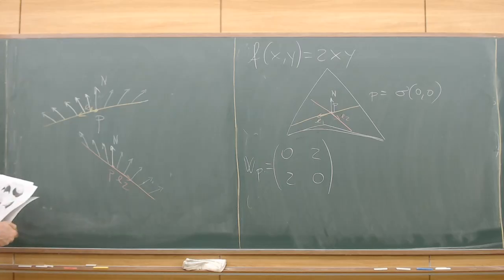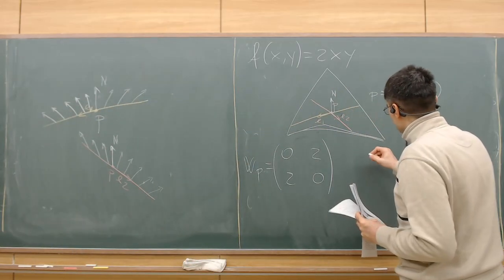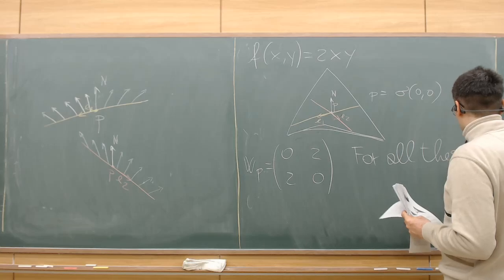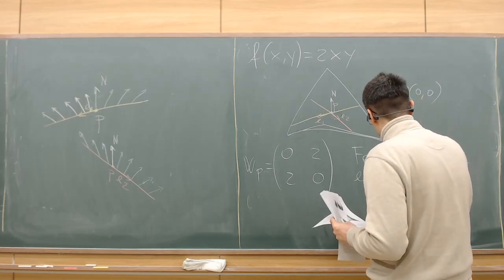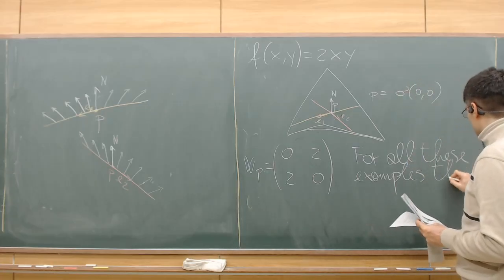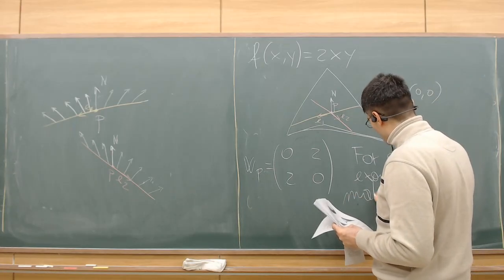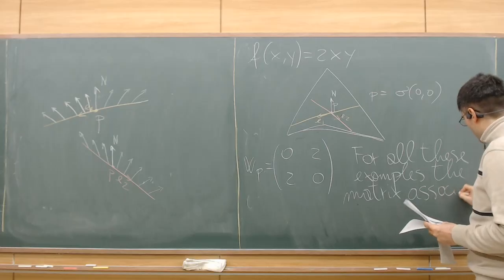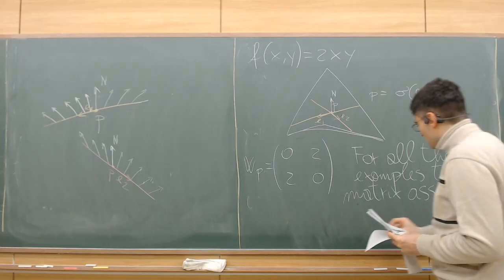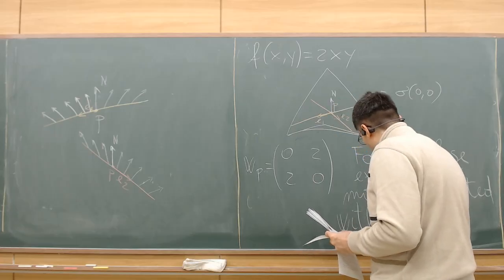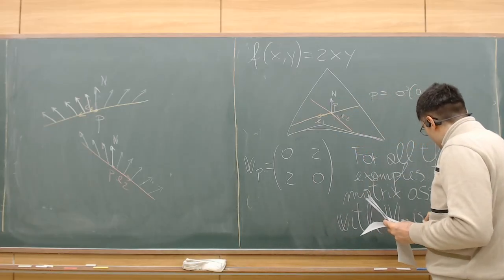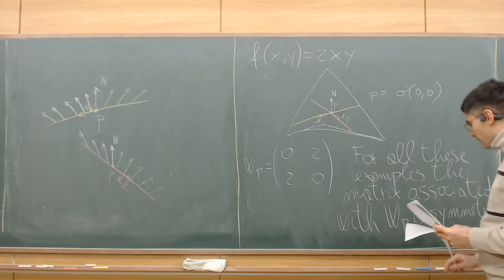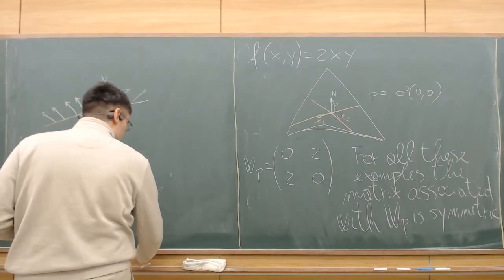In this example, in all of these examples, the matrix associated with W_P is always symmetric. This is not a coincidence.